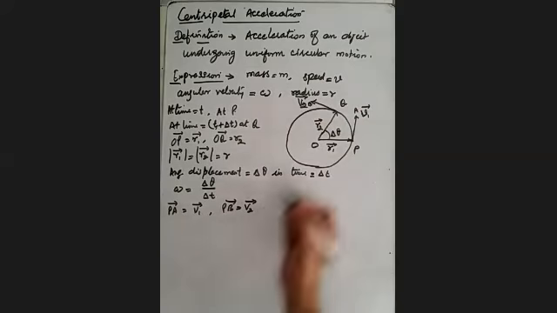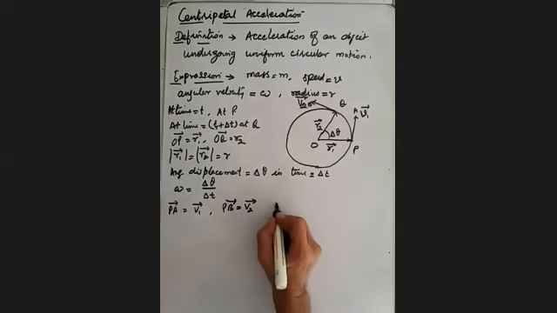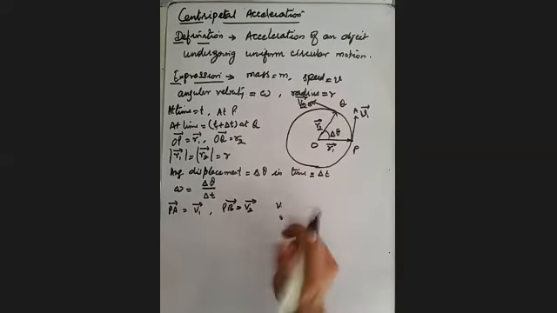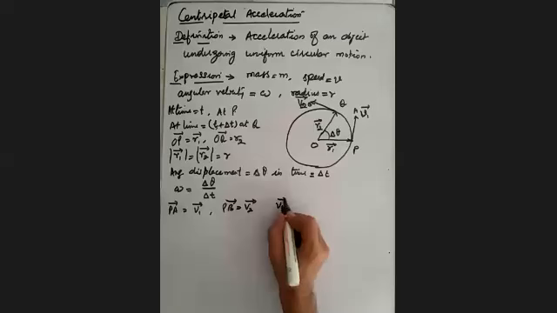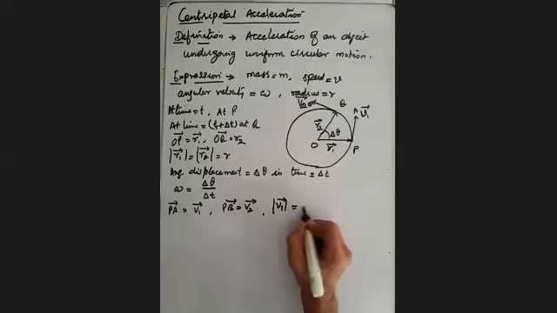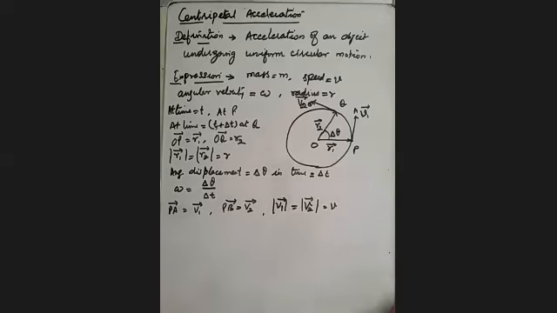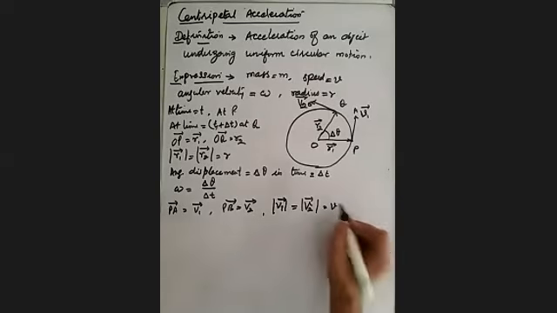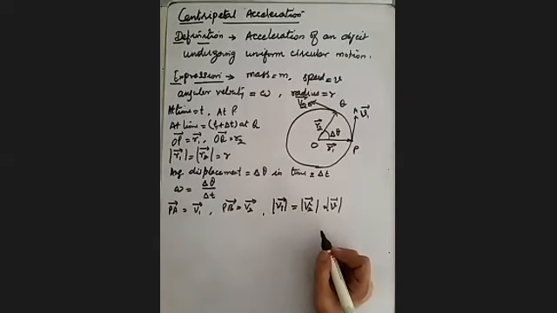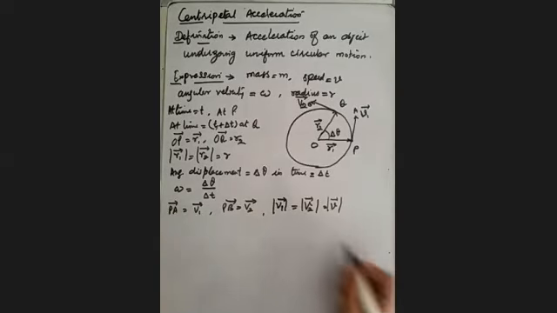Now because speed is uniform, the magnitude of these velocities v1 is equal to v2 is equal to, say, v, that is the uniform speed of the particle which is moving on the circular path. So if you want to represent with the vector sign, you can get the magnitude of it.